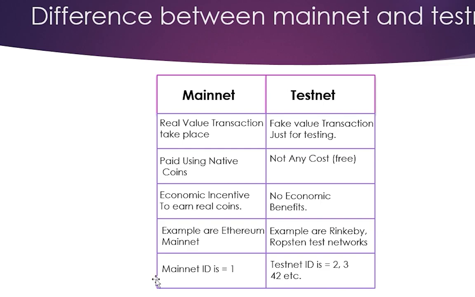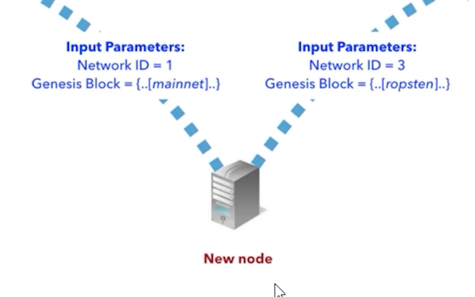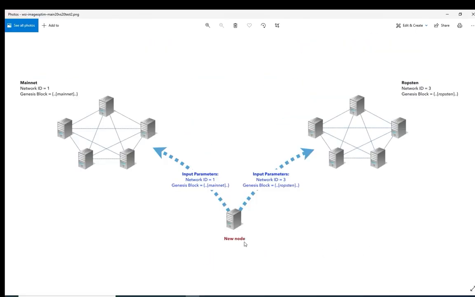And the fifth step is mainnet ID is 1 and the testnet ID is 2342 etc. So what does it mean? To clear your confusion about the mainnet ID being 1 and the testnet ID being 2342 etc., I have an image to show you. That's the image when a new node wants to enter the chain of the many nodes.